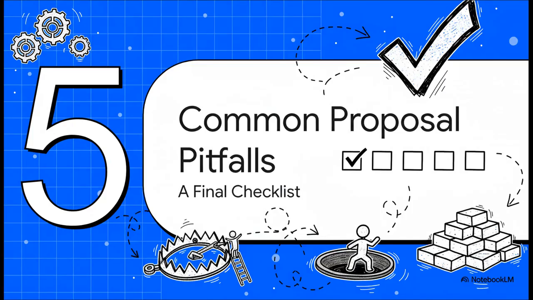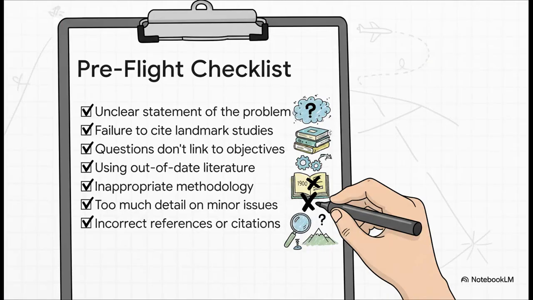It's that clear. All right, before we wrap this up, let's quickly run through a final checklist. Now that you know how to build that strong foundation with alignment, let's just make sure you don't stumble into some of these other common traps. Think of this as your final pre-flight check, okay? Is your problem statement crystal clear? Did you remember to cite the landmark studies in your field? Do your research questions actually link to your objectives? Is your literature up to date? Did you pick the right methodology? Are you getting bogged down in tiny details? And for goodness sakes, are your references and citations flawless? Nailing these points is the final polish on a winning proposal.